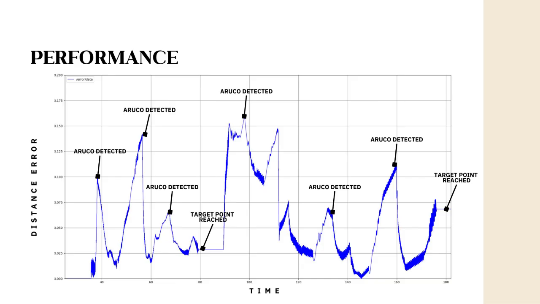So for the performance, as you can see, when an Aruco gets detected, the error in distance goes way down. Here we graph the distance error and the time.